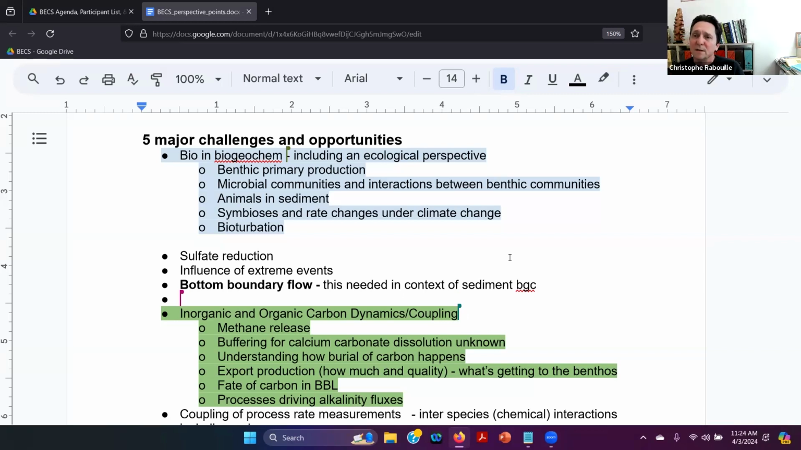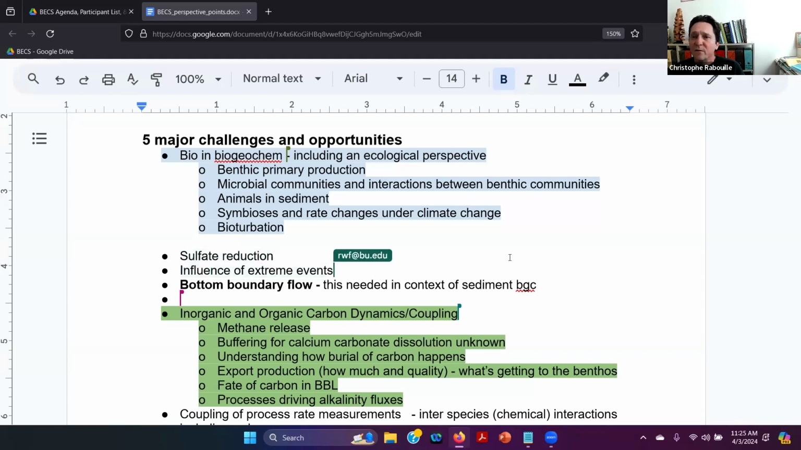So we should really go on and take care of that and try to understand how it works, especially in the case of CDR deposition, how this works when you add alkalinity in the sediments, how this will react with all the things that are there. And so we should definitely look into that.